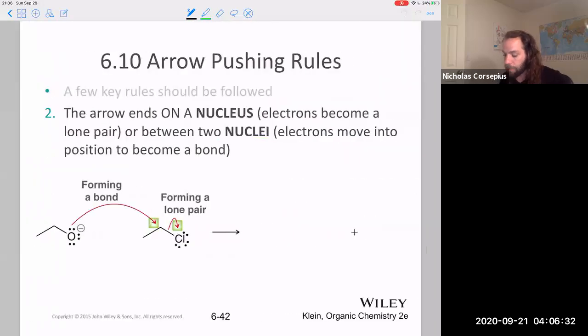What about the tip of the arrow? The tip of the arrow should be on an atom, right? And when you go from a bond to the atom, that's the formation of a lone pair. So it goes from a bond to a nucleus. When it's between nuclei, so on a lone pair on this atom over to this atom, that's going to be bond formation.